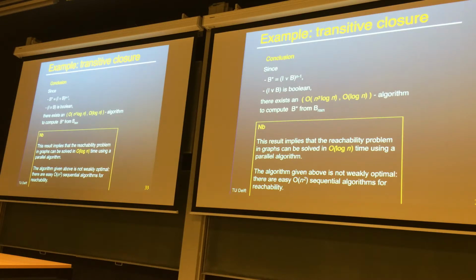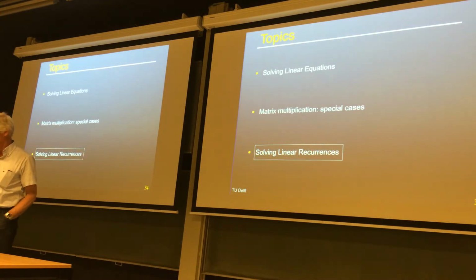Okay. Well, finally observe that this algorithm is not weakly optimal. There are very clever O(n squared) sequential algorithms for reachability. So, unfortunately, we can solve it very fast, but it is not weakly optimal. Okay.